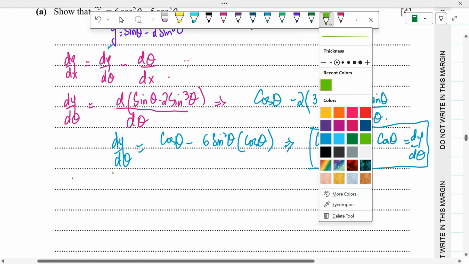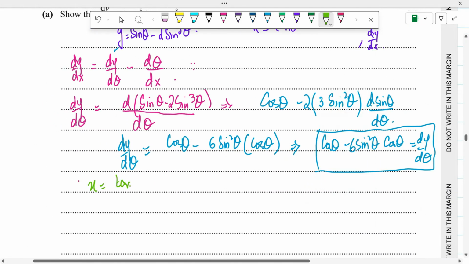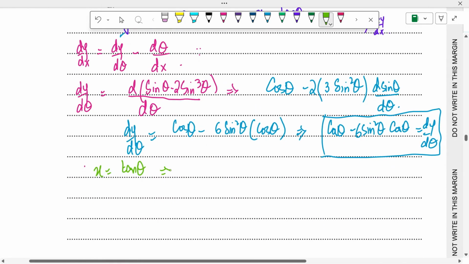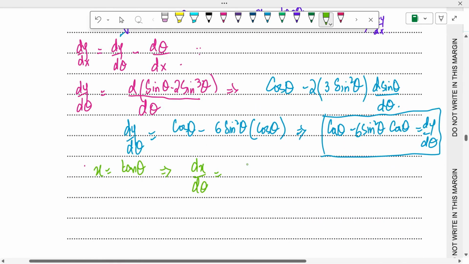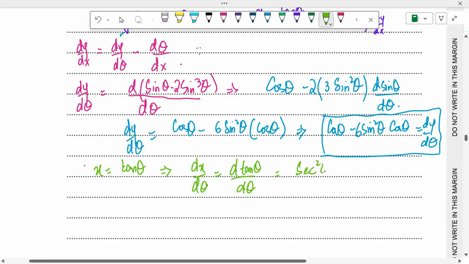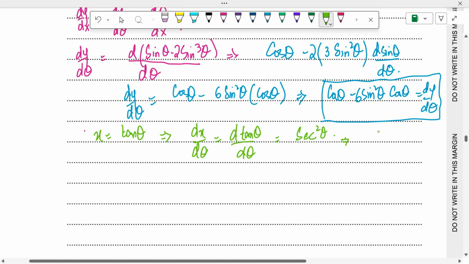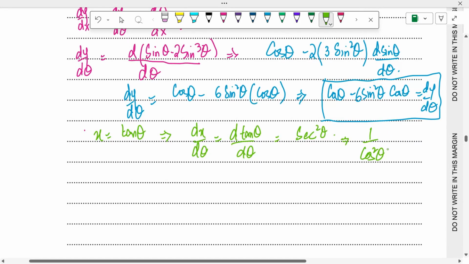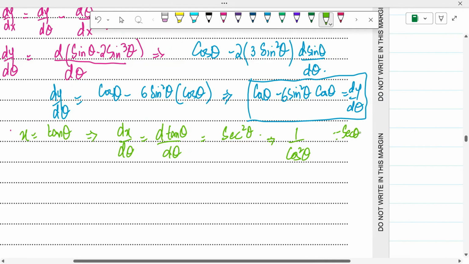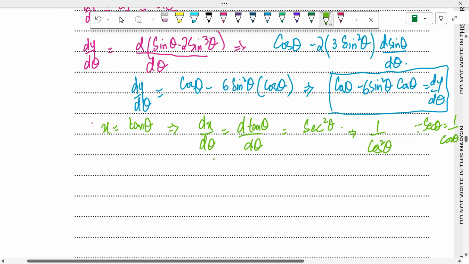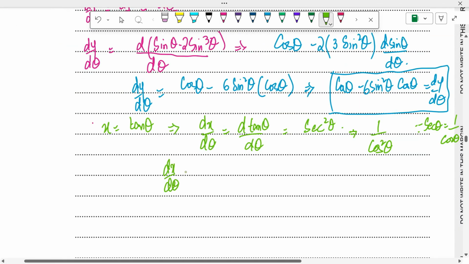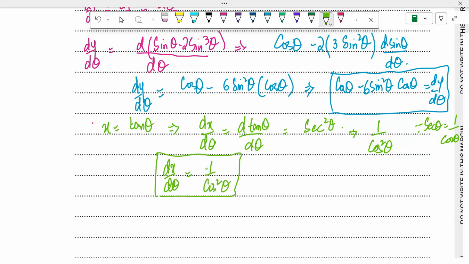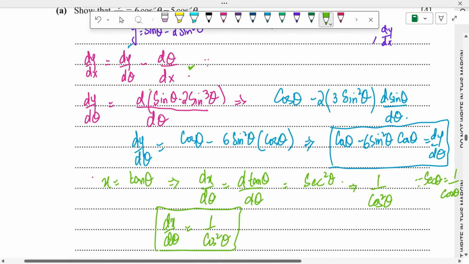We have calculated dy over d theta. Now we need to find dx over d theta, and x is equal to tan of theta. So dx over d theta is equal to the derivative of tan with respect to theta, and this is equal to sec squared theta, which is equal to 1 over cos squared theta, because sec theta is equal to 1 over cos theta. We can say that dx over d theta is equal to 1 over cos squared theta. Now we have dx over d theta and dy over d theta.